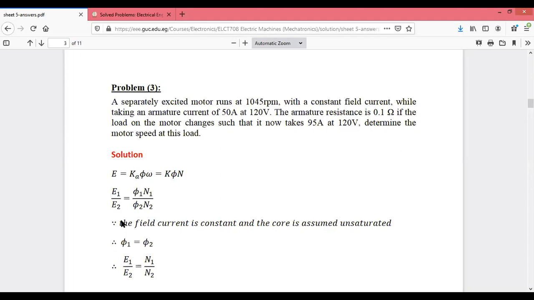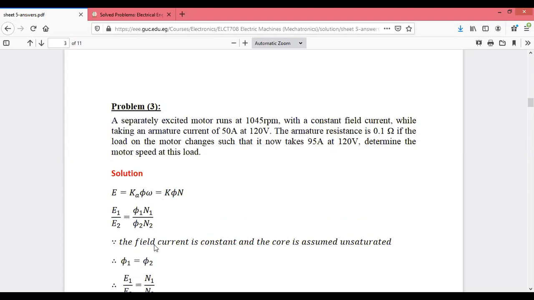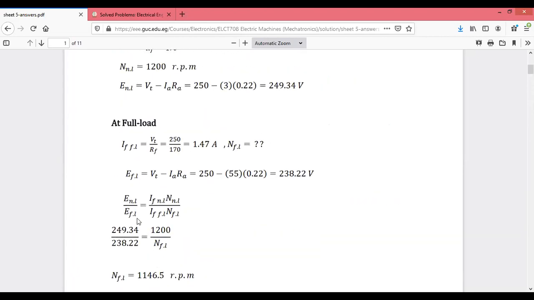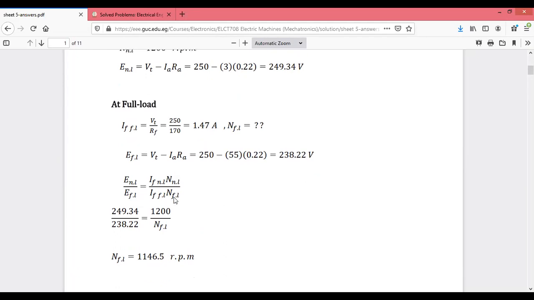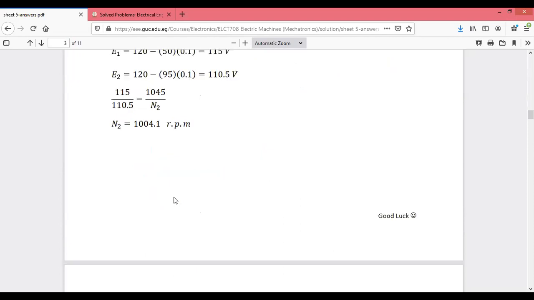So here you can say E1 upon E2 equal to, when you are taking E equal to K phi N, K is a constant term so that will get cancelled. Your equation will become phi1 N1 upon phi2 N2. If you are considering the core unsaturated and field current constant, it means what? If the field winding is constant, the field current will remain constant. So you can take phi 1 equal to phi 2, like we solved in the first equation. EMF is directly proportional to the speed, so you can take E1 upon E2 equal to N1 upon N2.